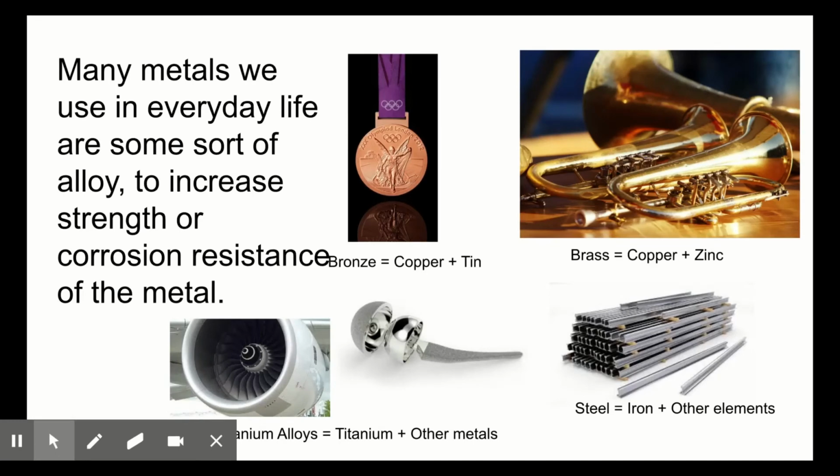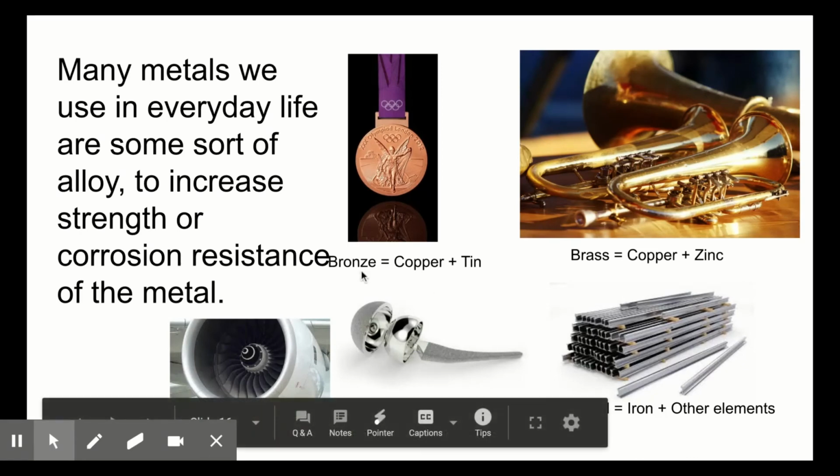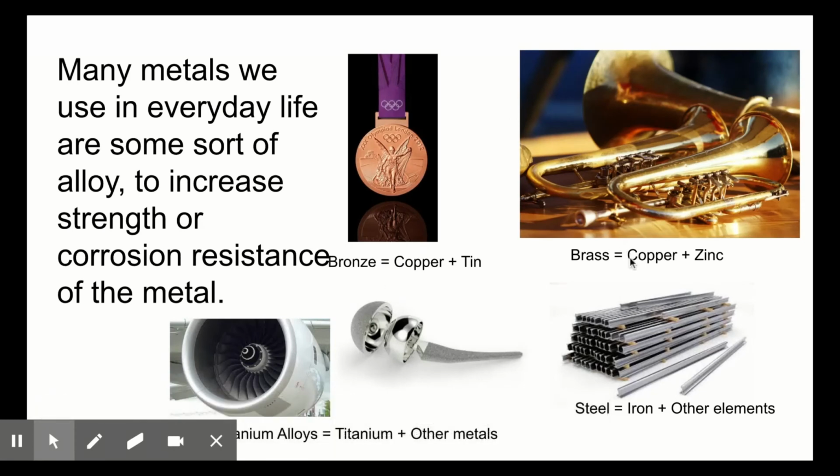So many metals that we use in everyday life are alloys, meaning they are more than one type of metal bonded together. And sometimes we do this to increase either the strength or the corrosion resistance, or maybe the density or the lightness of the metal alloy. So an example would be bronze is copper and tin. Brass is copper and zinc.